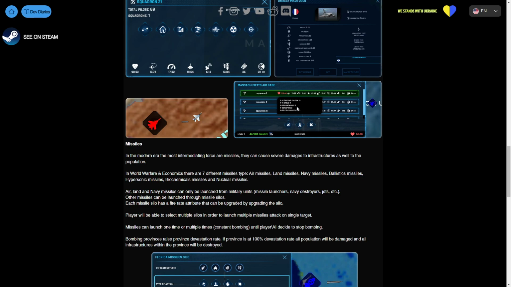And then we see the types of aircraft that are in these types of air wings or squadrons right here. So it's good to see that we have B-52s. I would be pretty disappointed if I didn't have my strategic bombers. And then we have missiles.